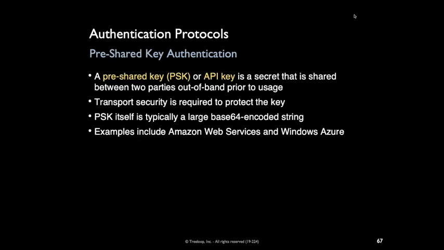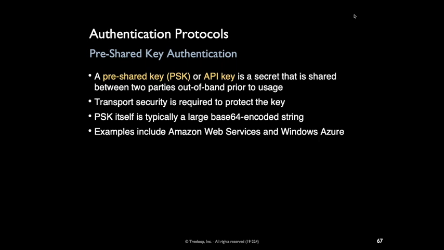Another option that's out there, which also works very, very well, is something called pre-shared key authentication. All right, pre-shared key or API key, some sort of secret that is shared between two parties out of band prior to usage. Okay, we'll talk about that. Transport security is required to protect the key. So this whole thing's happening over HTTPS, fine. The pre-shared key itself is typically some big, huge, large base64 encoded string. So we're going to actually consider this an ownership factor because of that.